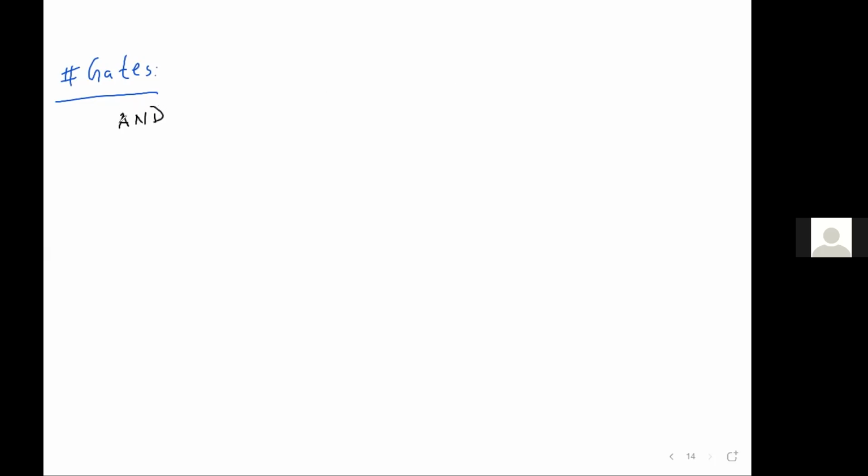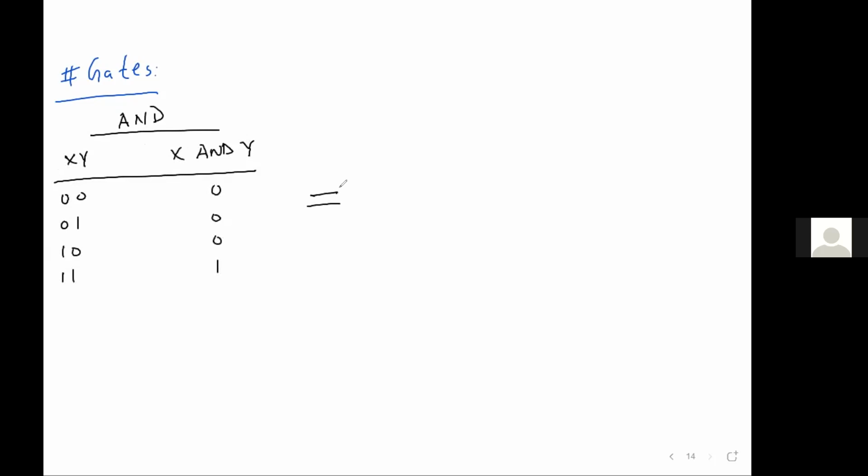Let us go for the AND gate. So in case of the AND gate, we have inputs X and Y. Okay. So 0 0, what do we get? 0. 0 1 is 0, 1 0 is 0, and 1 1 is 1. And this is your AND gate, right? This is your X, this is your Y, this is your X AND Y. Is it okay up to this?